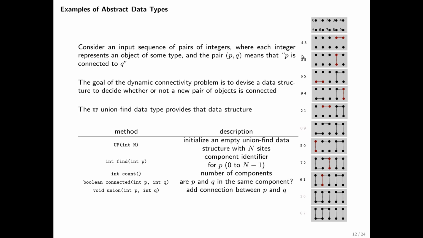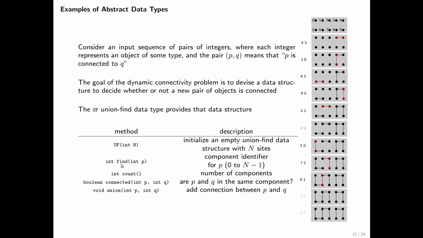As you can see, we repeatedly ask this question for every pair: are the endpoints connected or not? If not, connect them. So we want to be able to perform these two operations very quickly, and that's what the union find data type allows us to do. Here is the API for the union find data type. We can build a union find data structure specifying the number of sites, capital N, or number of points, these dots, and that simply initializes an empty union find data structure with N sites.